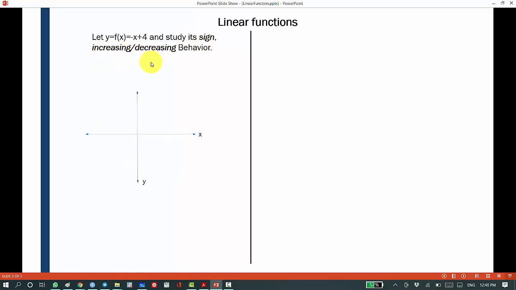For that, let me consider a two-dimensional space and sketch the graph. As always, we find the x and y intercept, connect the 2 points and extend. We see that this is the graph of this linear function.